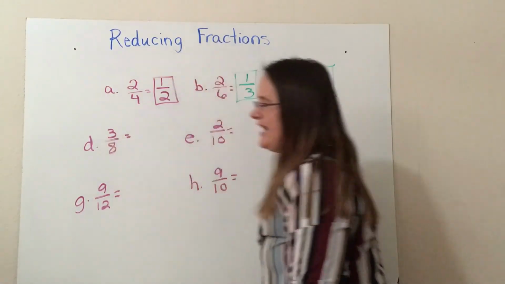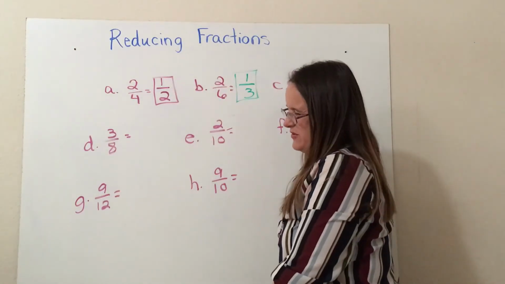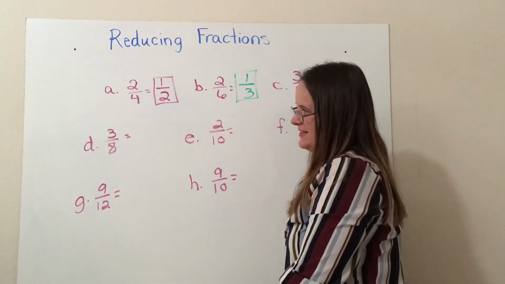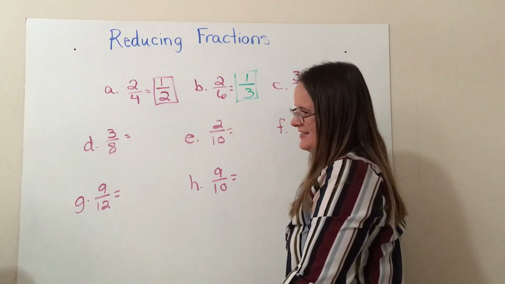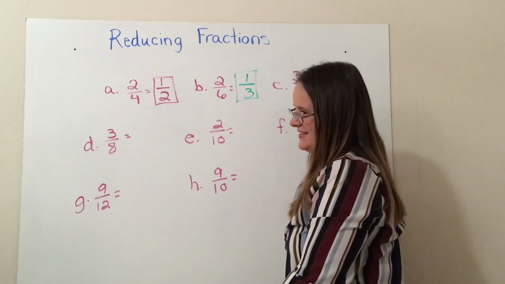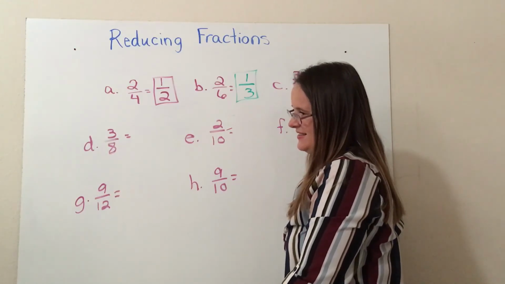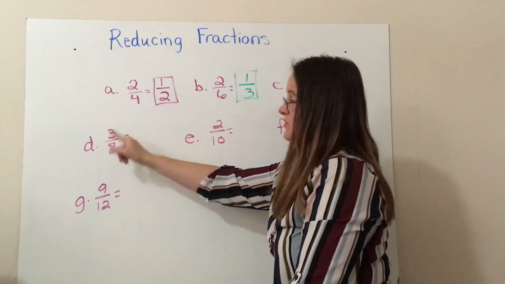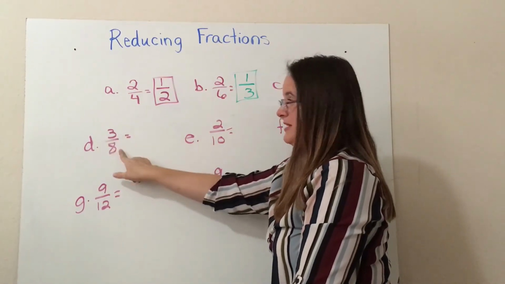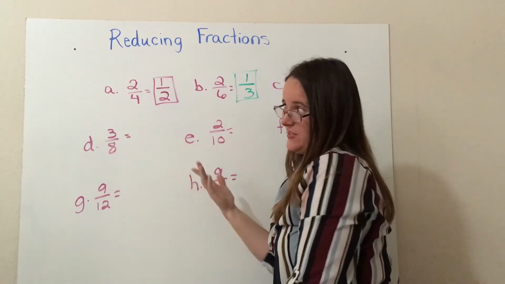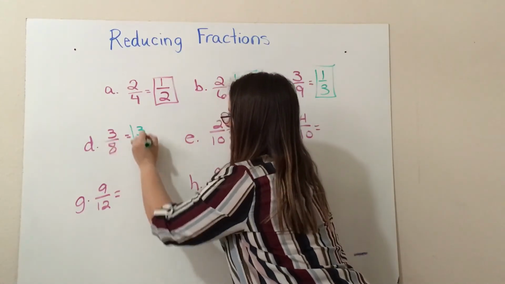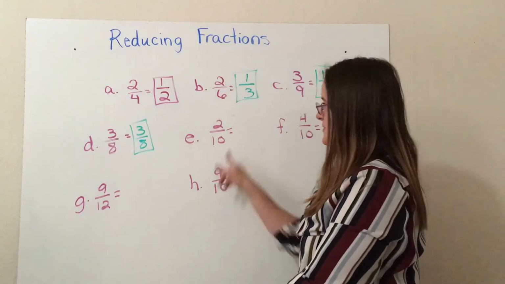D, 3 and 8. What can I divide both of those by? Let's see. I'm afraid that it's just itself. Yeah, nothing, right? I can't divide that by 2. I can divide this by 3, but I can't divide this by 3. So that's it. There is no more reducing. 3/8 is the simplest answer.